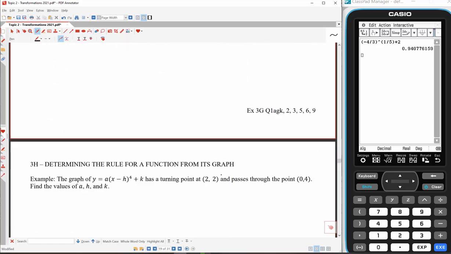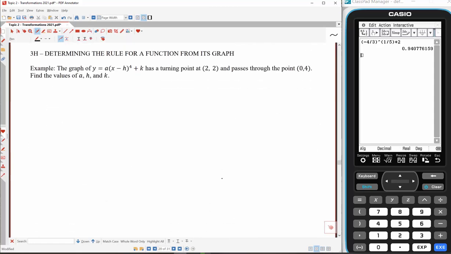Okay, so on to the last concept that we looked at today, which was determining the rule for a function from its graph. Okay, so here we've got a power 4 function with the special point, the turning point there, and it also goes through (0, 4), which also is a special point, that's a y-intercept. So what I'm going to do is fill that into turning point form and then use this point to grab the a value. Let's see how it goes. y equals a (x take 2) to the power of 4 plus 2.